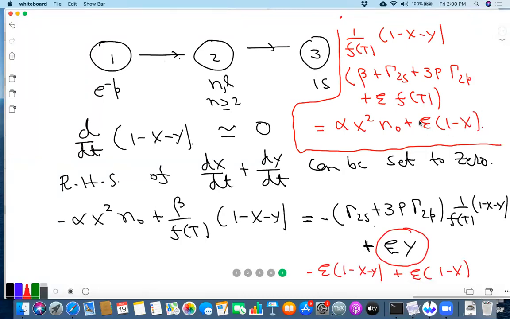Okay, so this is the equation I'm going to use. So the idea is that now we have this dx/dt equal to this, and then 1 over f of t times 1 minus x minus y, I'm going to substitute from here. Because you can just divide by this and we'll get 1 over f of t times 1 minus x minus y. So in the next slide, I'm going to basically do that substitution.